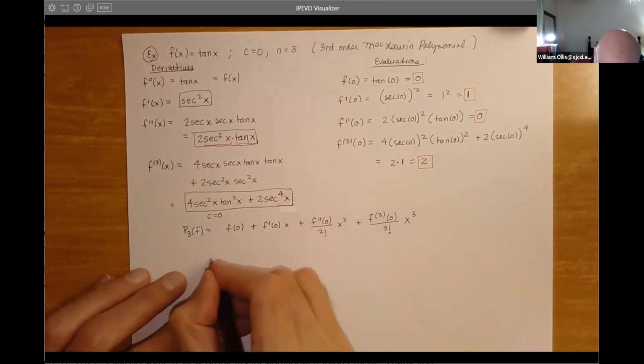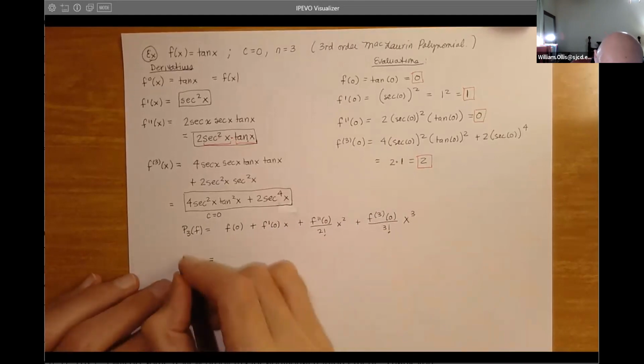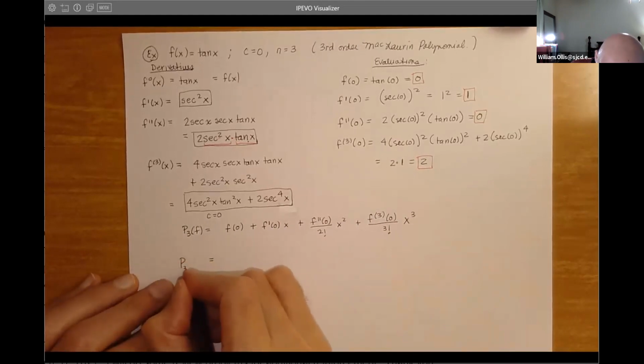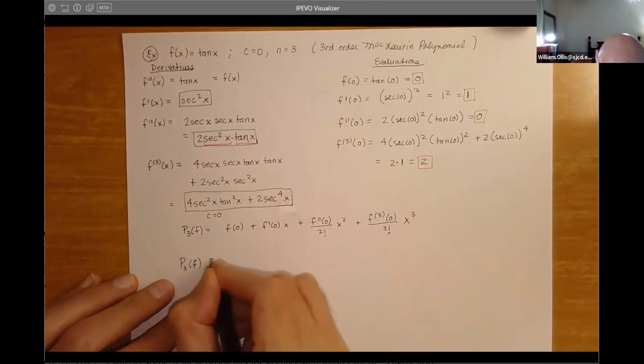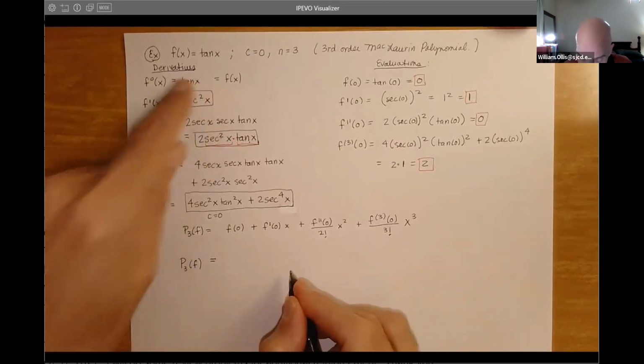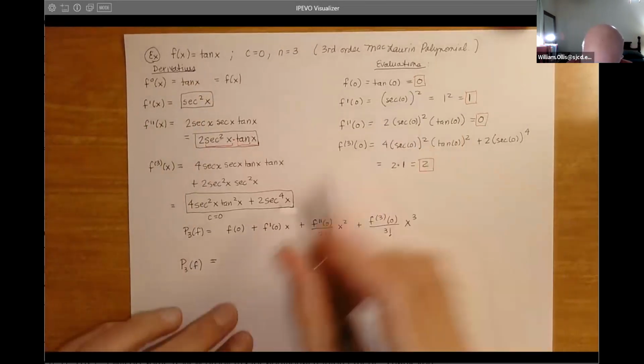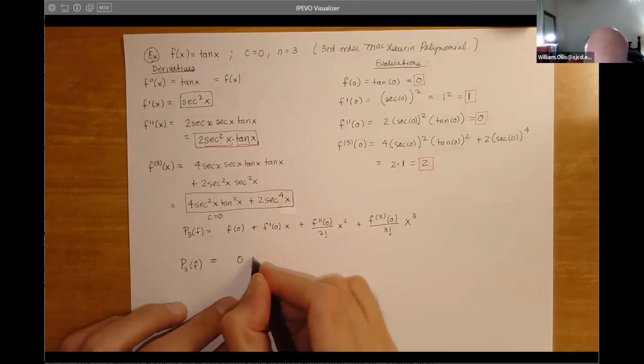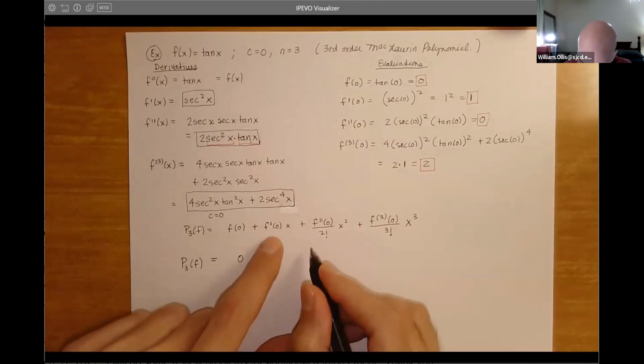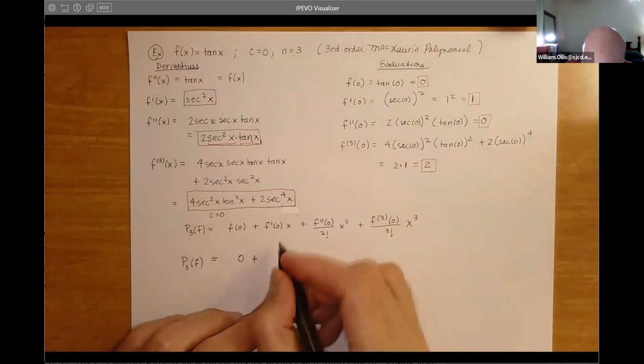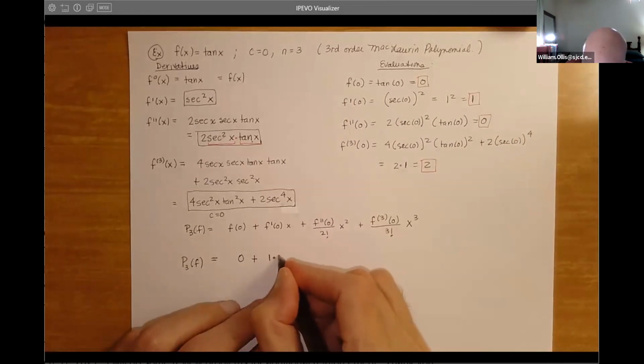So let's fill this in. So we have P3 of F in this case, where F is tangent X. And so now we see 0 here. So the first term is 0. And then F prime is 1. So this gives us a 1 times an X.